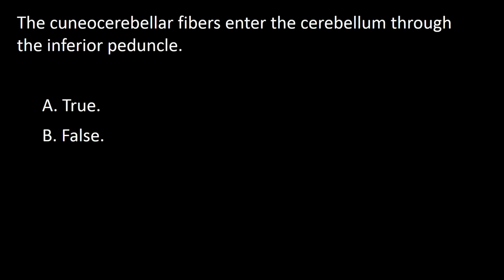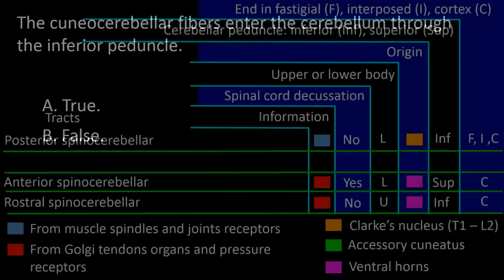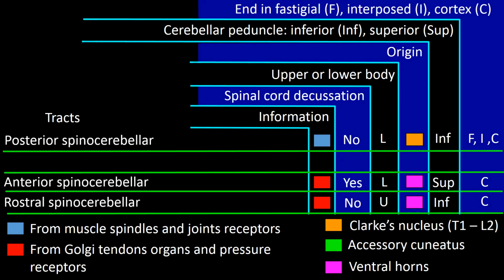Next question. The cuneocerebellar fibers enter the cerebellum through the inferior peduncle. A true, B false. I hope you recognize this chart. As you can see, it has a blank space below posterior spinocerebellar tract. That space is for the cuneocerebellar tract.